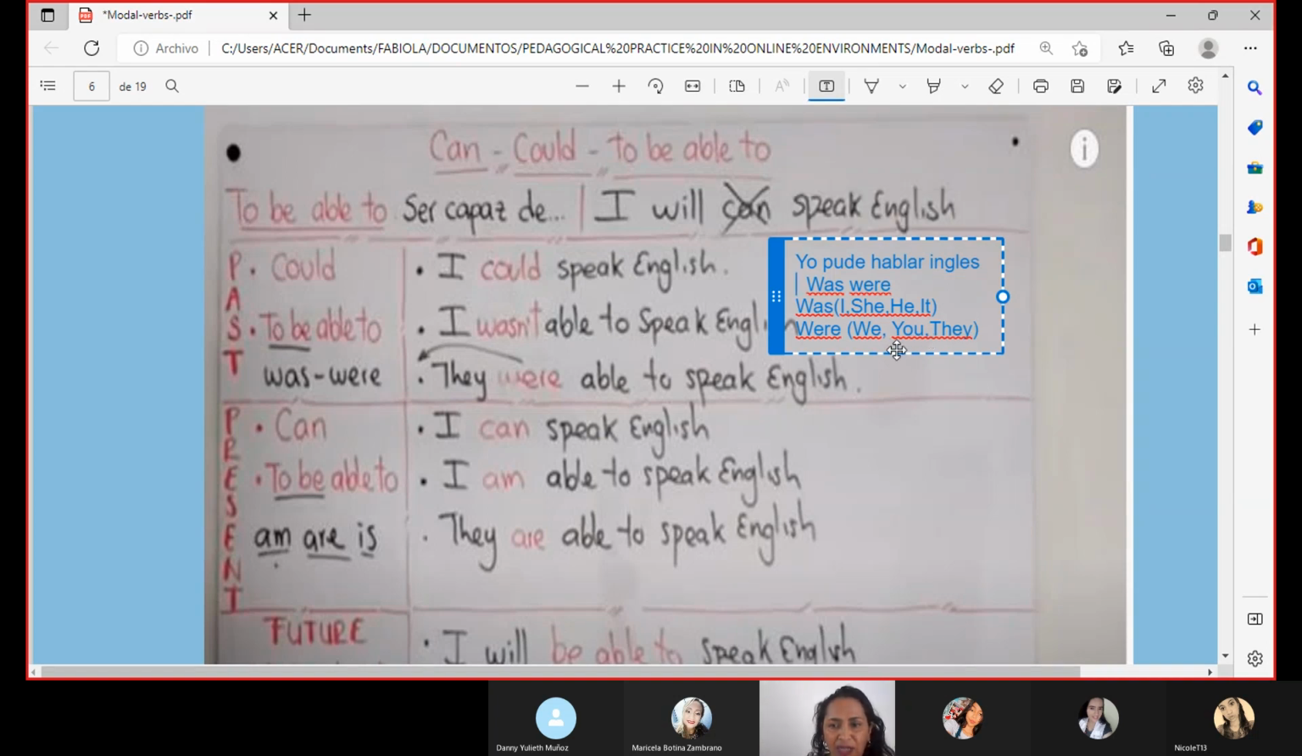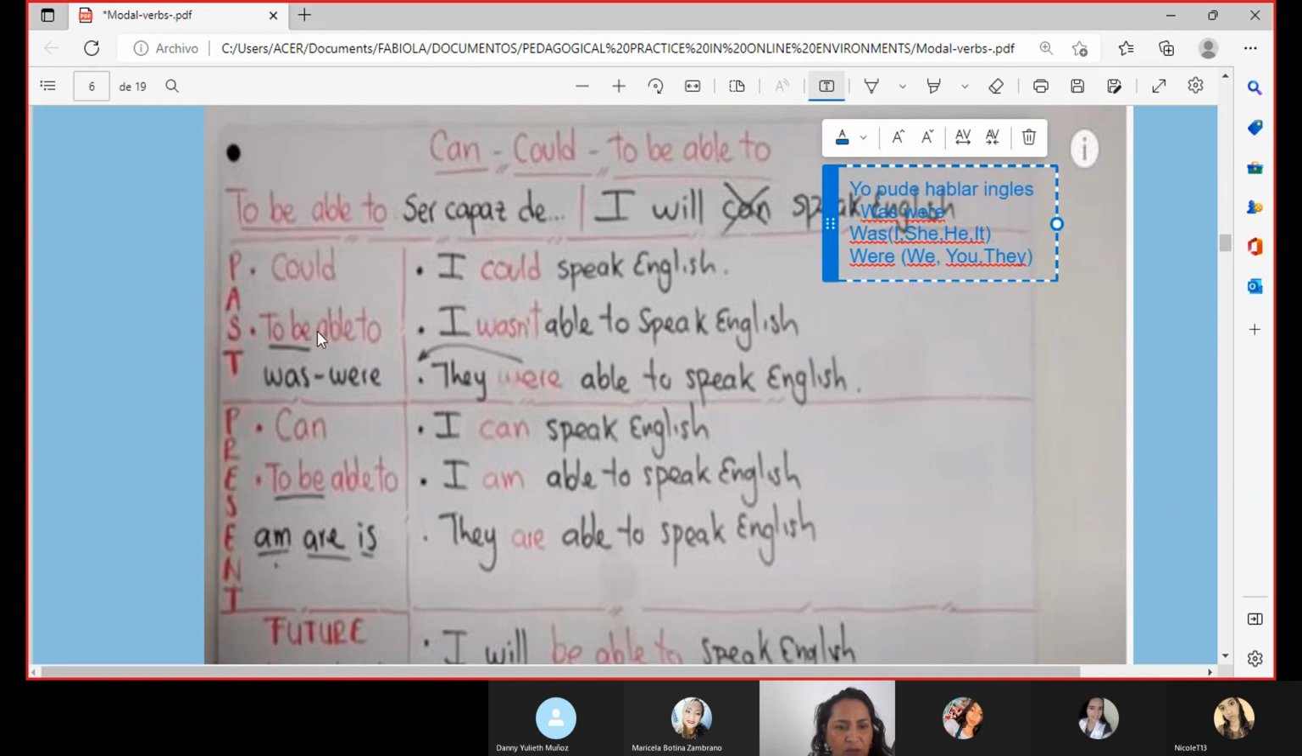But in this case, about the example, you say to be able to, was or were. I wasn't able to speak English. And they were able to speak English. Don't forget to say was for one person and were for other persons, other pronouns.